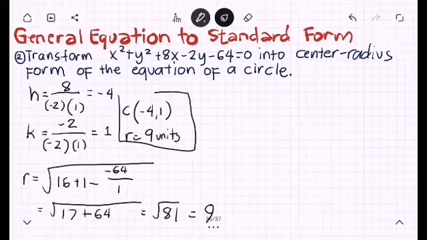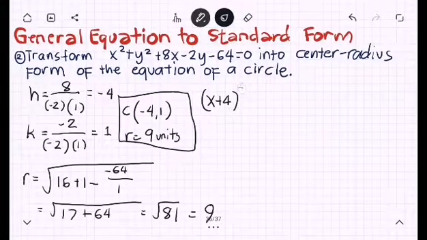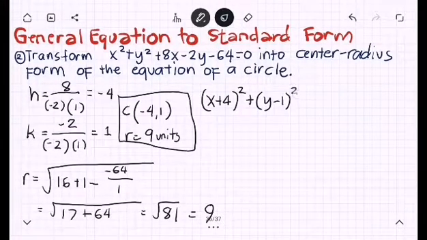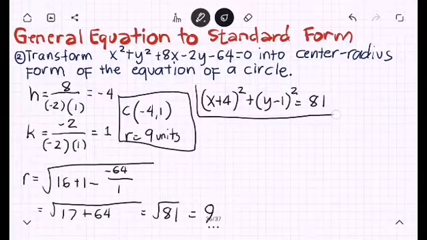Okay, tapos. So, kung gusto nyo pang isulat yung kanyang standard form, so mas madali rin. So, we have x plus 4 square plus y minus 1 square equals to 81. That's it.